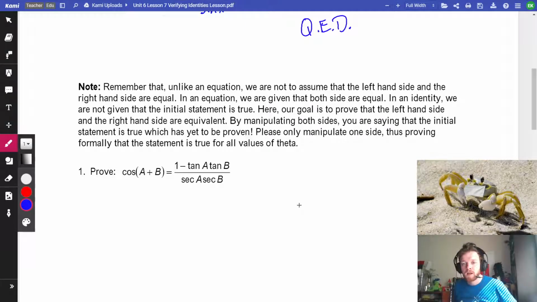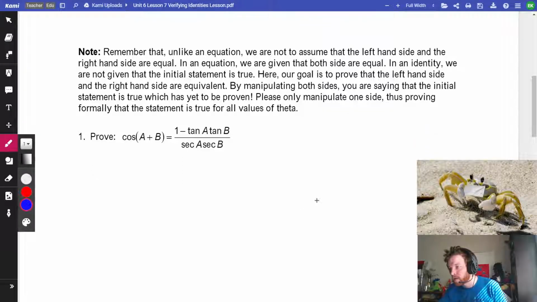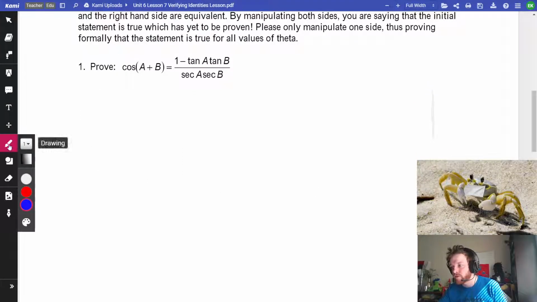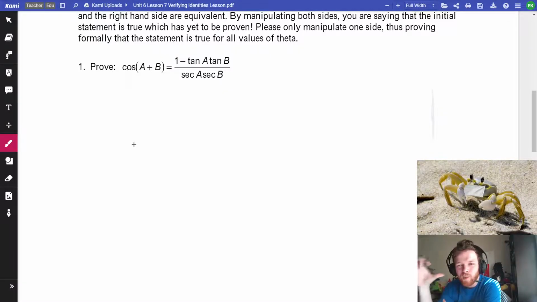All right, so we are trying to use the skills that we have developed over the past month. So break out all the tools. Let's turn cosine (A plus B) into 1 minus tan A tan B over secant A secant B. We have lots of different tools that can help us do this. I see a 1 minus tan A tan B. That leads me to believe that there might be some tangent difference formula happening here, because that's in the numerator, but I'm not sure.